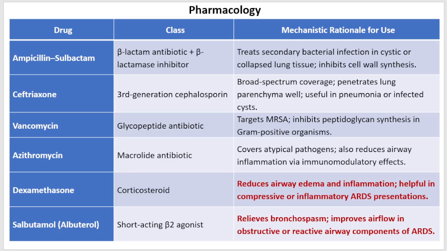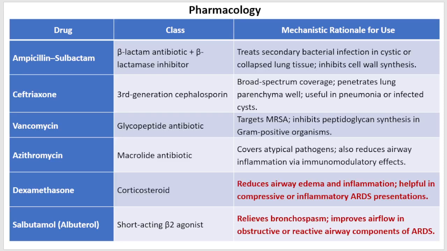Vancomycin is used at 15 mg per kg IV every 6 to 8 hours. It inhibits peptidoglycan synthesis and is reserved for severe gram-positive infections. Next is azithromycin. A macrolide, it is dosed at 10 mg per kg orally on day 1, followed by 5 mg per kg daily for 4 days. It covers atypical pathogens and also modulates airway inflammation, especially useful in reactive airway components of ARDS.